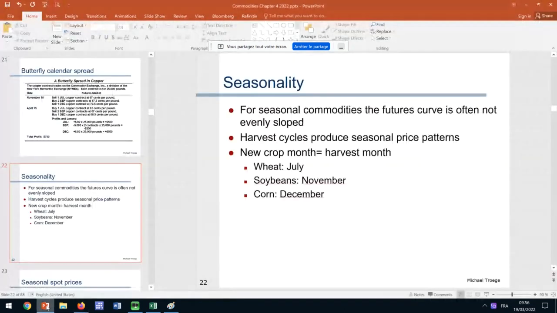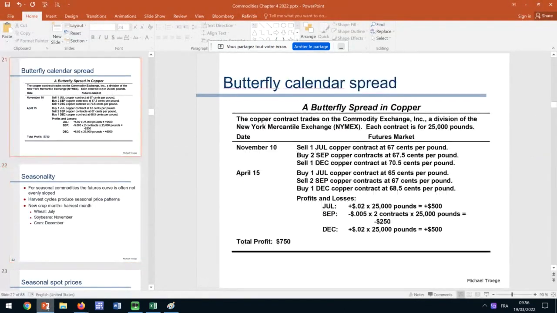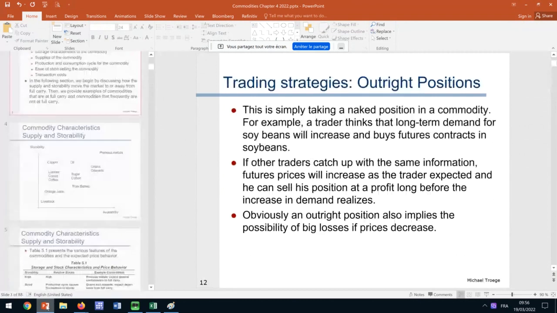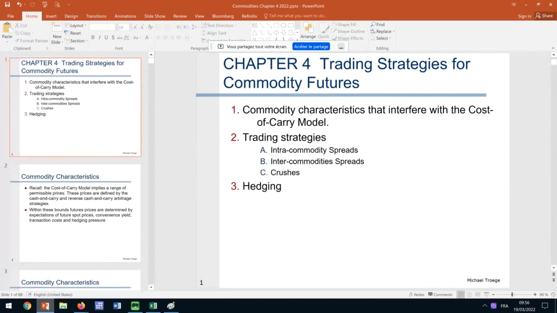So we move to the next slide set. We move to chapter 4, and we will start to figure out what kind of trading strategies we can implement to try to benefit from changes in commodity prices. And in particular, we will talk about these inter-commodity spreads, and the so-called crush spreads.